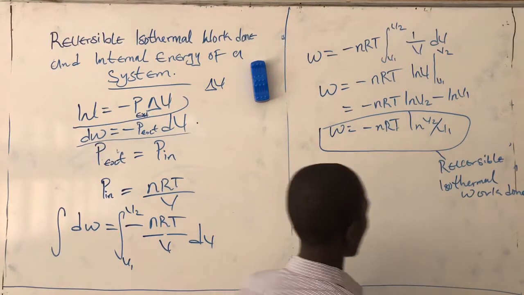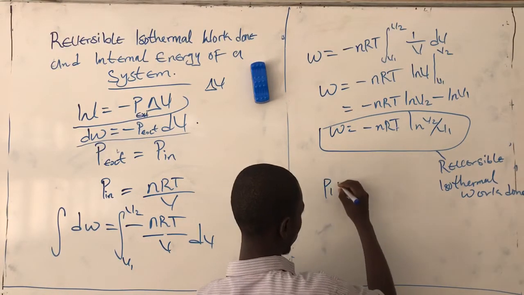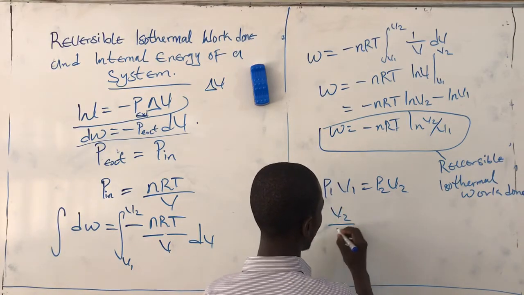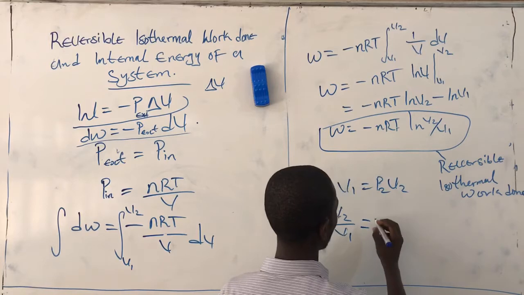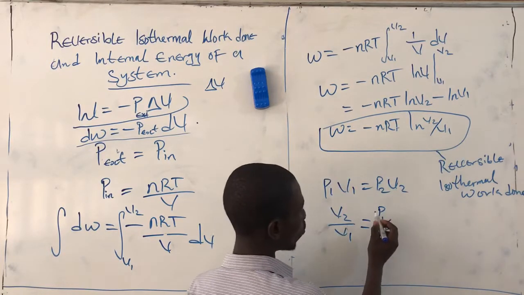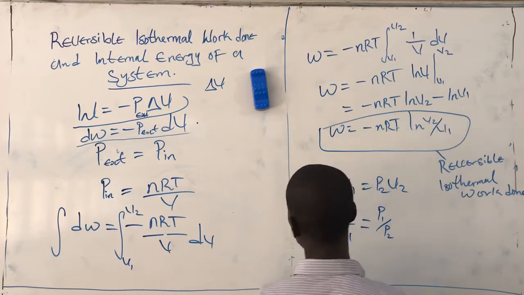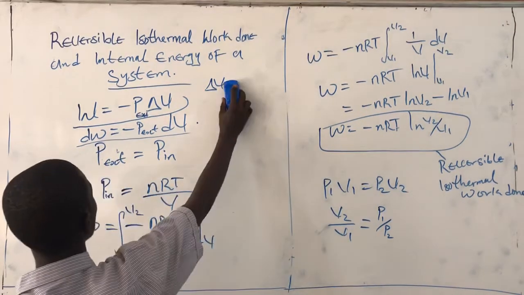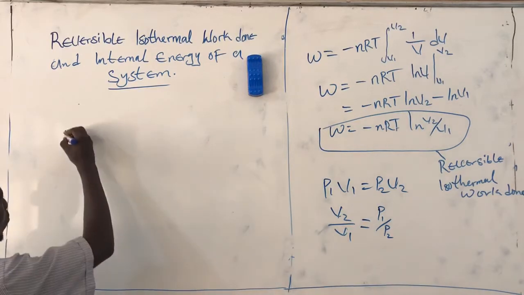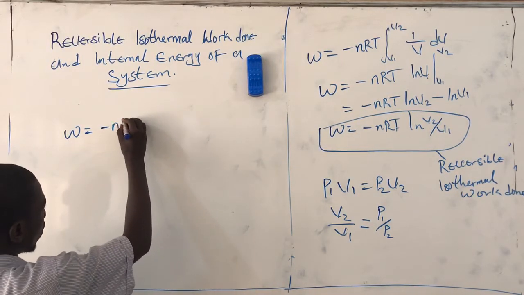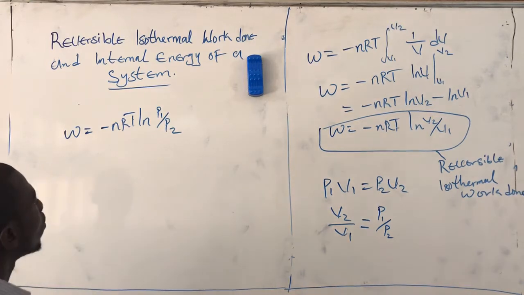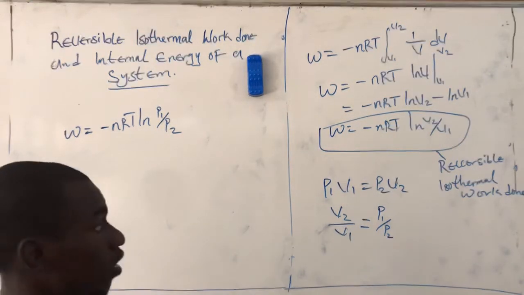And of course, we can express this in terms of pressure. Since from Boyle's law, we know that P1 V1 is equal to P2 V2, V2 over V1 from this formula is equal to P1 over P2. So in V2 over V1, we can substitute it with P1 over P2. We can write the formula as W equals minus nRT ln P1 over P2. Yes. Let's solve a question to understand the concept better.